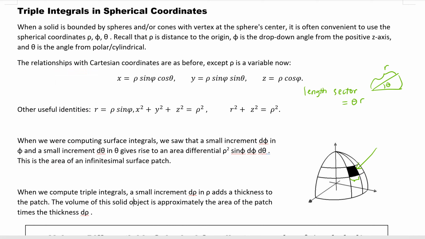Okay, so let's look at this guy. What is the change of the angle? Well, the change of the angle is d phi, because phi is the drop down angle, right? You see how it changed. And then what is the radius corresponding to that? Well, the radius of the points is rho. So the length of this small patch is rho times d phi.